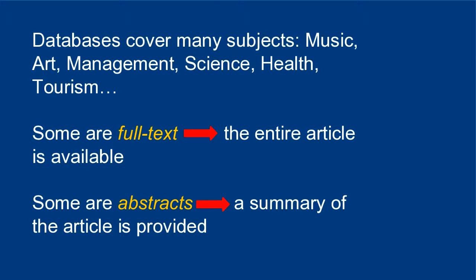There are many different types of databases. Some cover specific subject areas, some span many different subjects. Articles in a database are available as full text, where the full article is provided, or as abstracts, where only a short summary of the article is provided. Many of the databases that DIT subscribes to are full text.